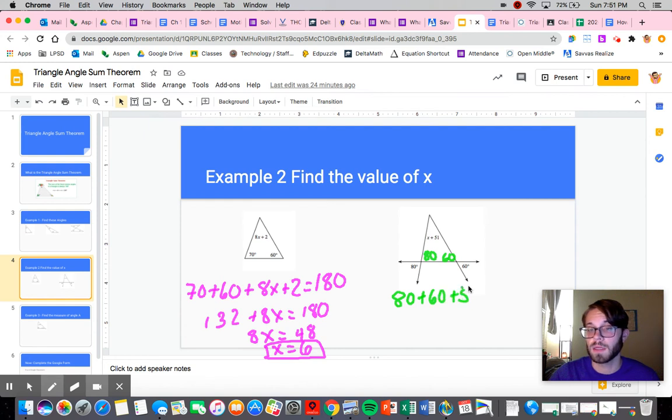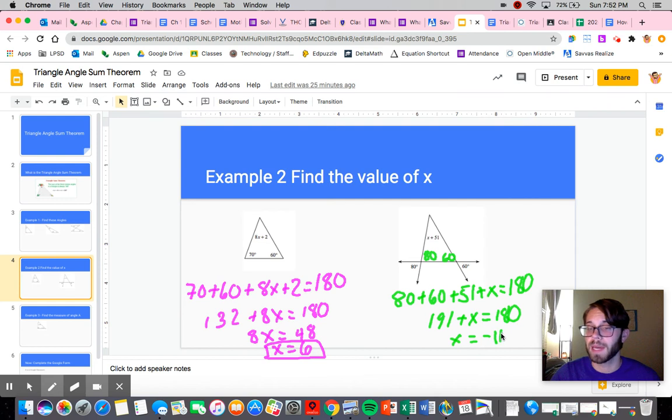All right, so now we have 80 plus 60 plus 51. Oops, I forgot the plus x. That's okay. Doesn't matter which order I put it in. Equals 180. All right. So 80 plus 60, what's that? 140. And then 140 plus 51 is 191. Plus x equals 180. Now, you can already tell this is bigger. So when I subtract it, I'm going to get x is equal to negative 11.